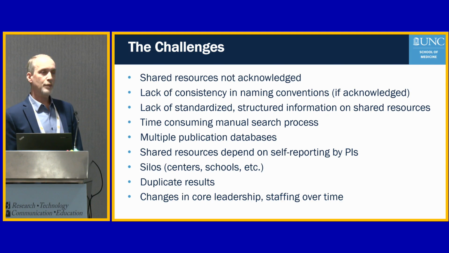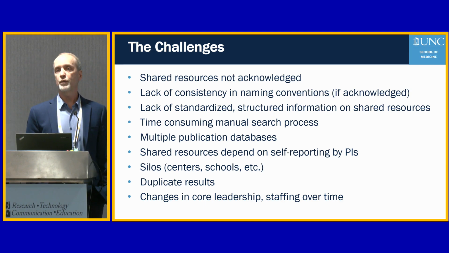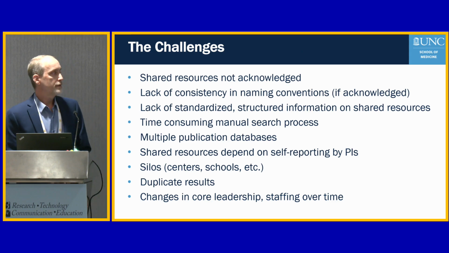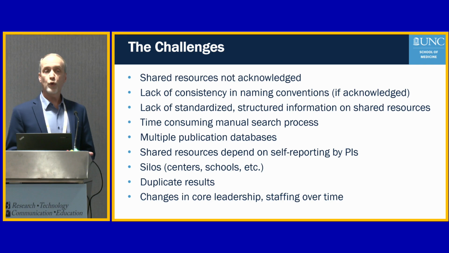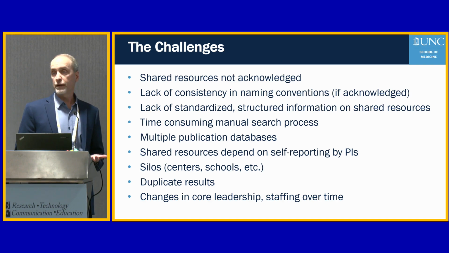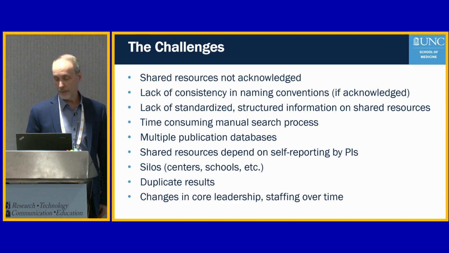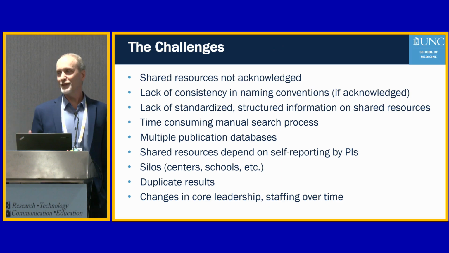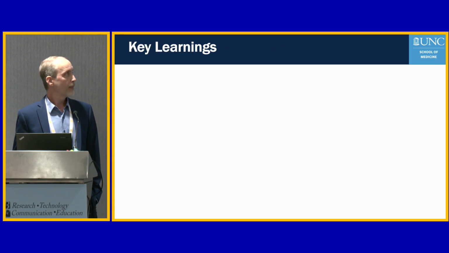And then what about when people come and go? We know we have a lot of turnover in our core labs, and so you have to keep track of the people working in the cores if you're going to use their names to do the searches. And so the changes in leadership, the changes in staffing over time, those are really important things to keep track of. And again, that goes back to this idea of having a standardized, structured database. You may have other challenges. These are the ones that we've identified and that have been real pain points at UNC Chapel Hill.